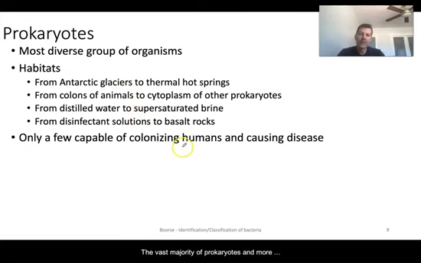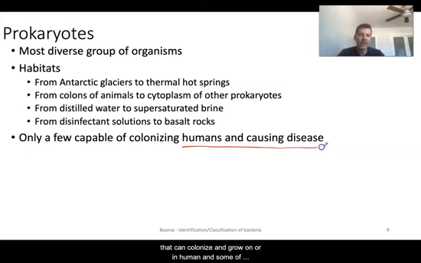The vast majority of prokaryotes, and more specifically bacteria that we are interested in, are those that can colonize and grow on or in humans. And some of those, a subset of them, cause disease. So that obviously is the group that we're most interested in.